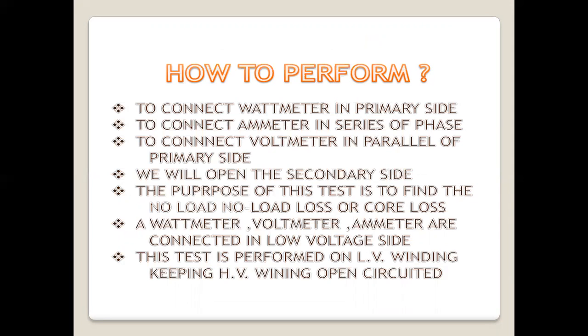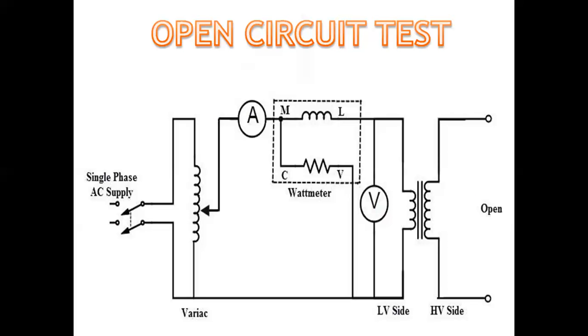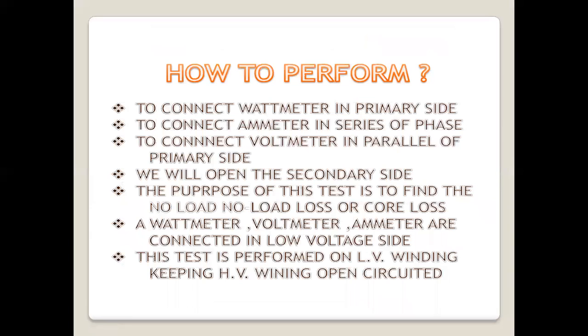We will open the secondary side, that is the high voltage side is kept open, that we have already seen, and it is opened with the help of a voltmeter. Here a voltmeter is connected in order to make it an open circuit. The purpose of this test is to find the no load loss or the core loss. A wattmeter, a voltmeter, and an ammeter are connected on the low voltage side, that we have already seen. This test is performed on the low voltage winding, keeping the high voltage winding open circuit.